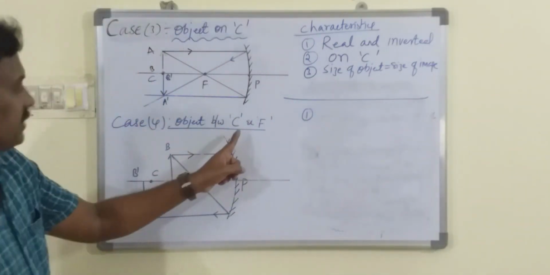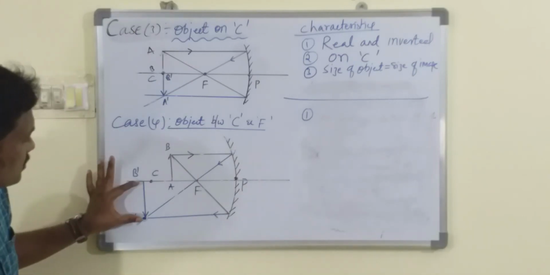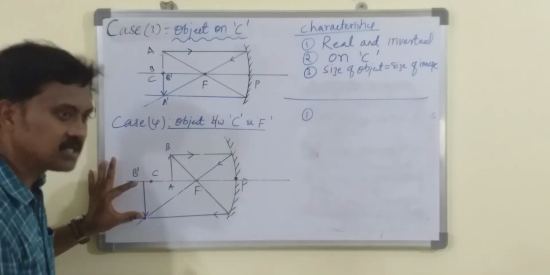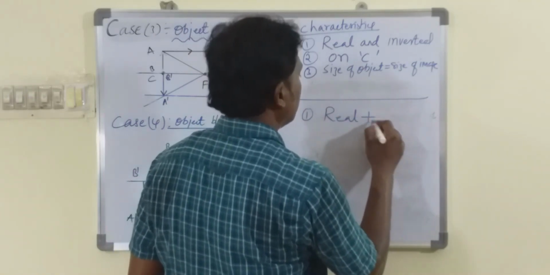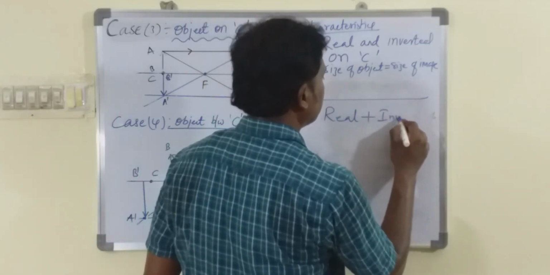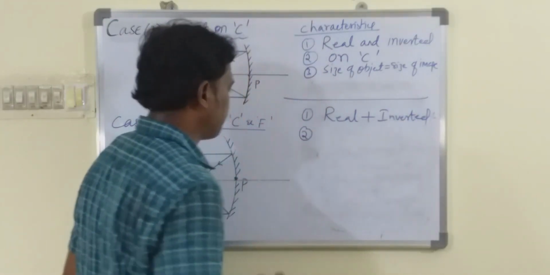So when the object is between C and F here, what are the characteristics? Now look at the image. Is it real or virtual? It's a real image. Real, and it's inverted. Always remember, real images are always inverted.